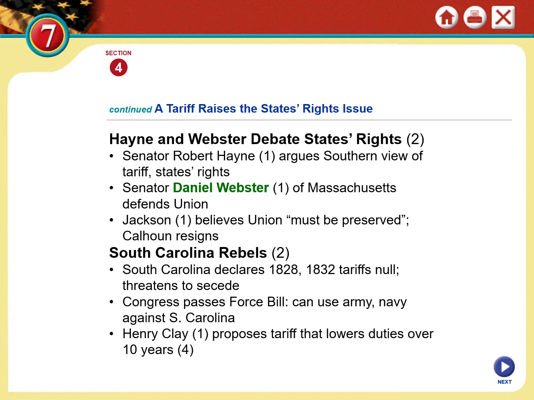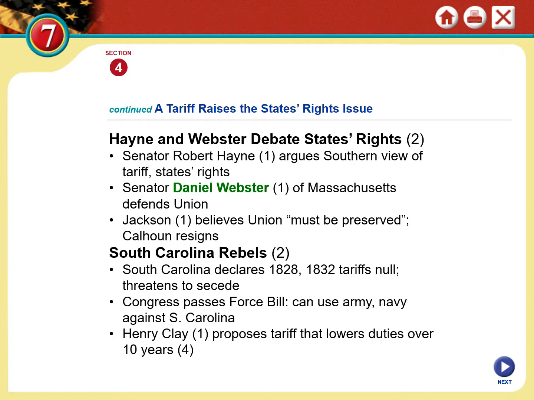South Carolina declared the tariff of 1828 as well as the next tariff in 1832 null and void, arguing that nullification gave them the right to reject a law they considered unfair, and they threatened to secede if the federal government tries to force them to obey this law. We've got a real problem here, folks. If you break a law, there is a consequence. If a group of people break a law, there is a consequence. If an entire state breaks a federal law, there is a consequence.